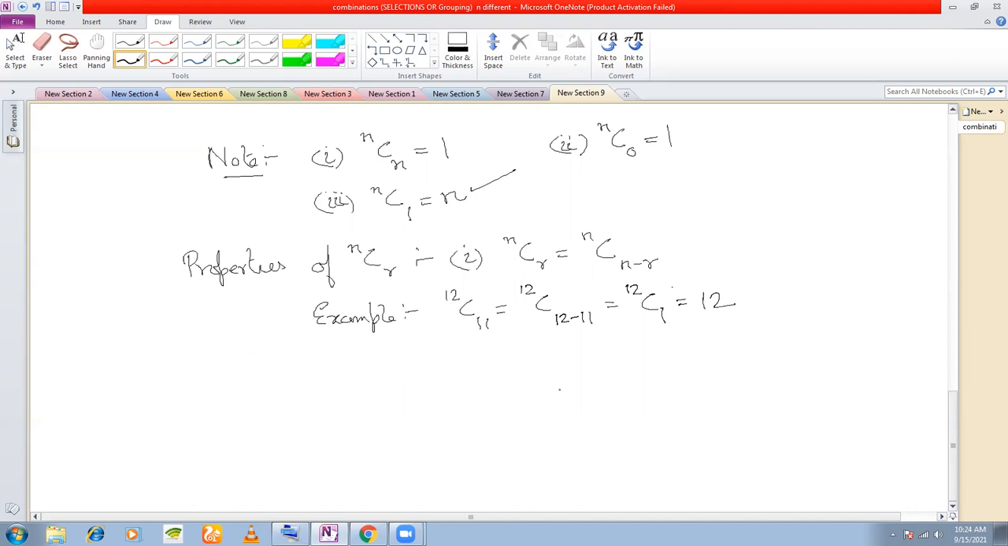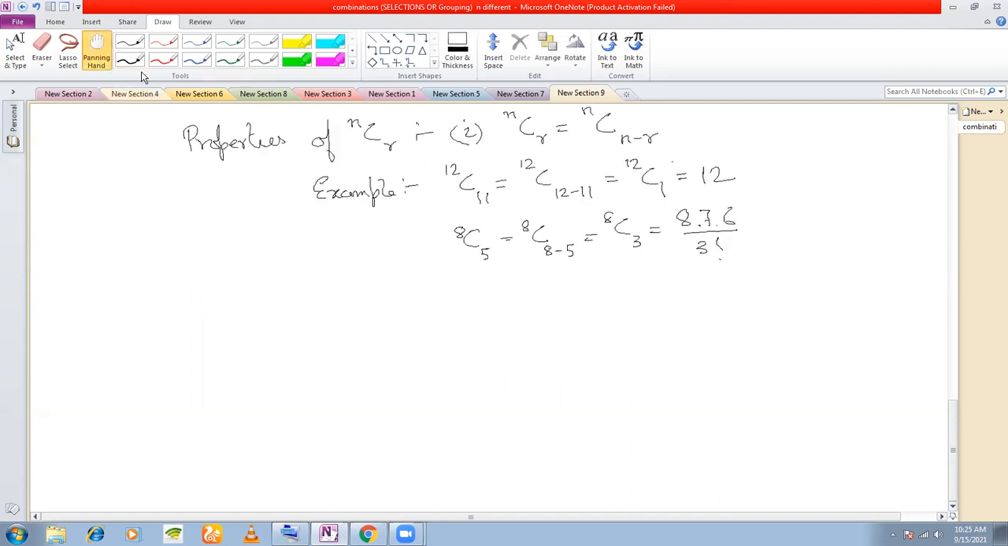Clear with this? Yes, sir. For example, let us take another example. Let us say I want to calculate 8C5. Now 8 and 5 are very close, right? So I convert this to 8C3, that is 8C(8 minus 5). Right? Now it will be easier for me to calculate: 8 into 7 into 6 divided by factorial 3. Clear? Usage is okay? Yes, sir.